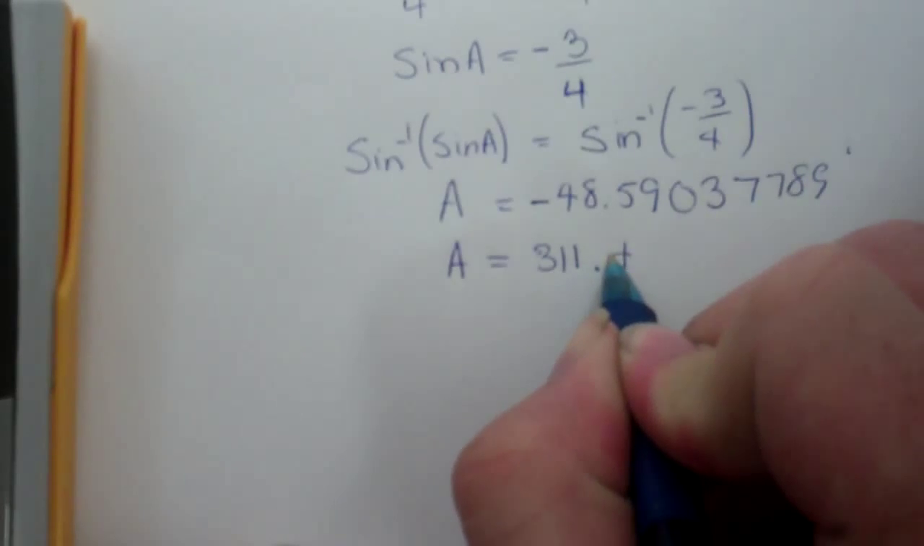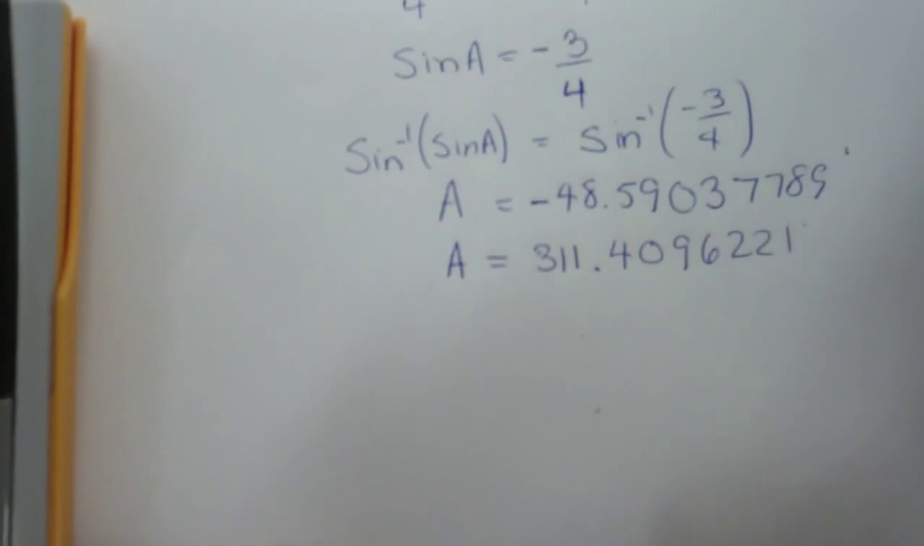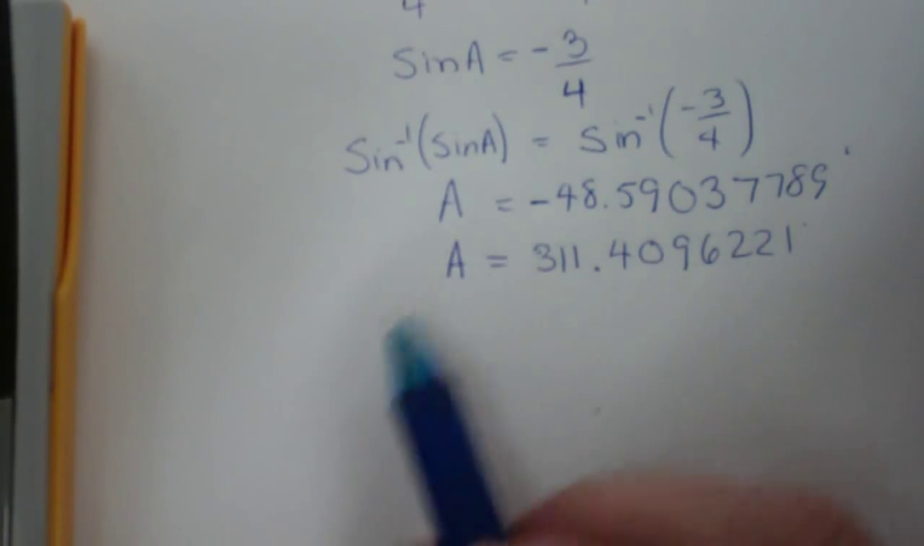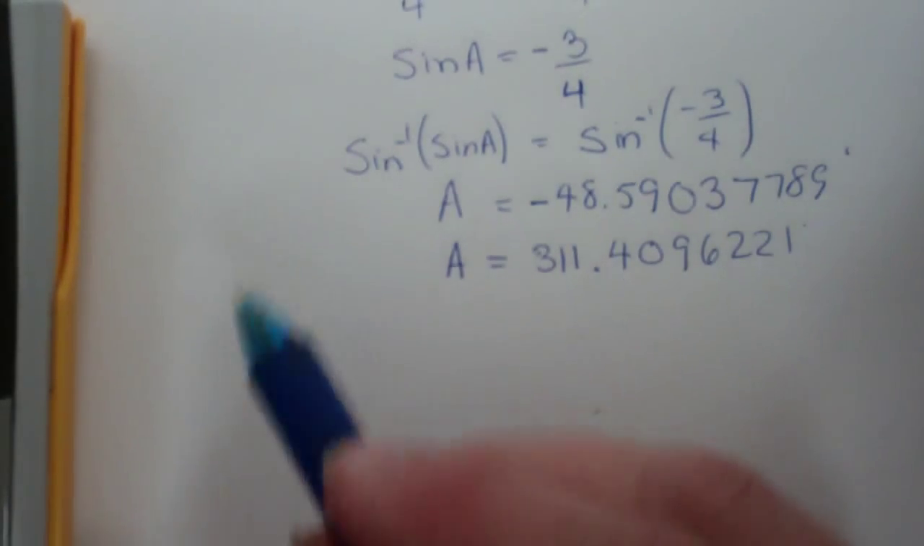That's 311 degrees, 0.40962221. Okay? So this is one of the possible angles. Call that one A. Let's try to find the other.